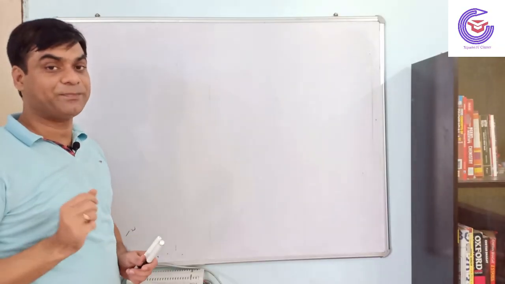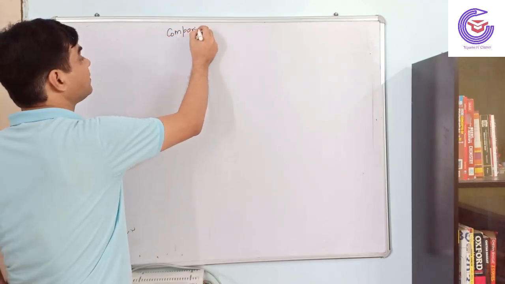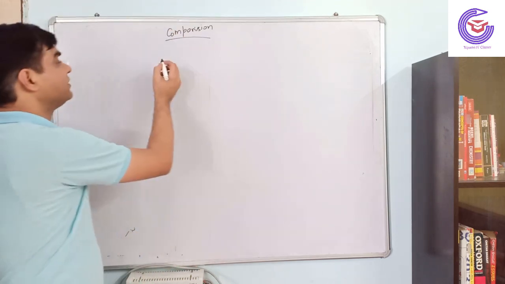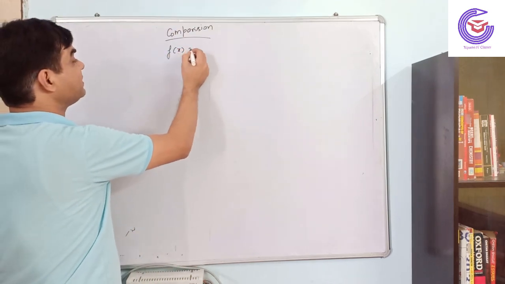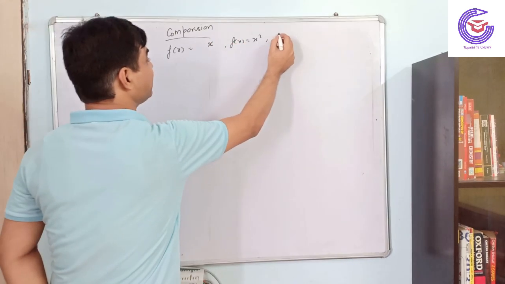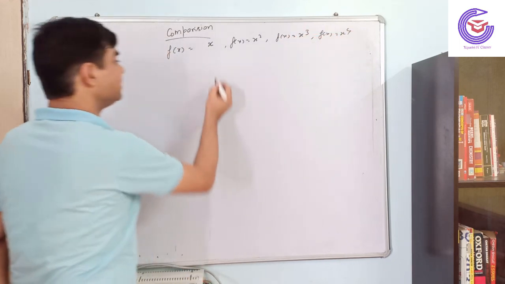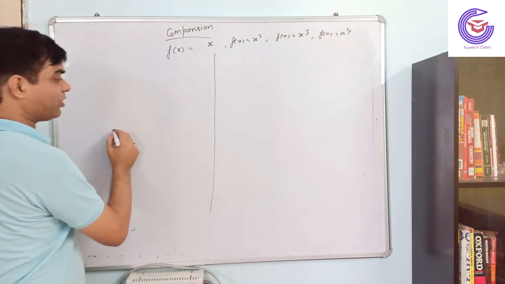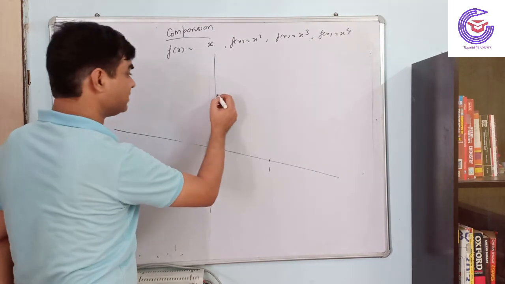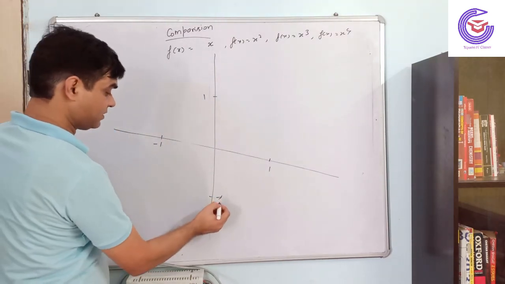Now coming to the comparison part of polynomial functions. So the function is something like f(x) is equal to x, or f(x) is equal to x square, or f(x) is equal to x cube, or f(x) is equal to x to the power 4. So if I plot all the functions in the same graph, how will it look? This is 1, this is 1, this is -1, this is -1.